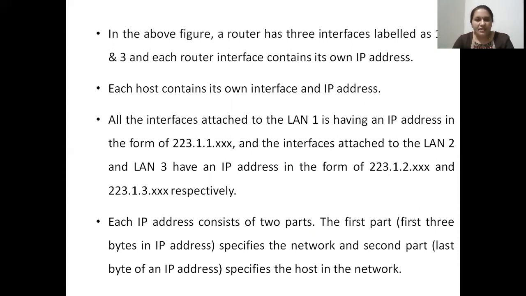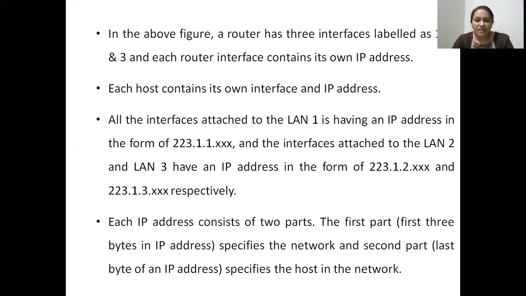All the interfaces attached to LAN 1 have IP addresses of the form 223.1.1.XXX, where XXX is going to change depending on the host. For each host, this is different. And interfaces attached to LAN 2 and LAN 3 have IP addresses of the form 223.1.2. and 223.1.3. respectively.